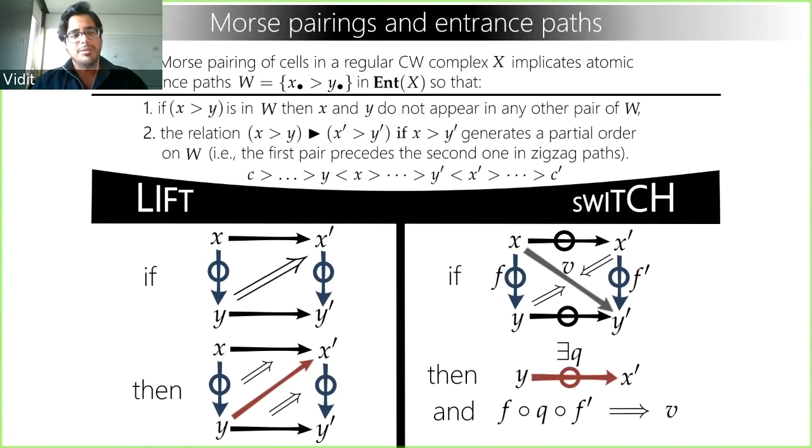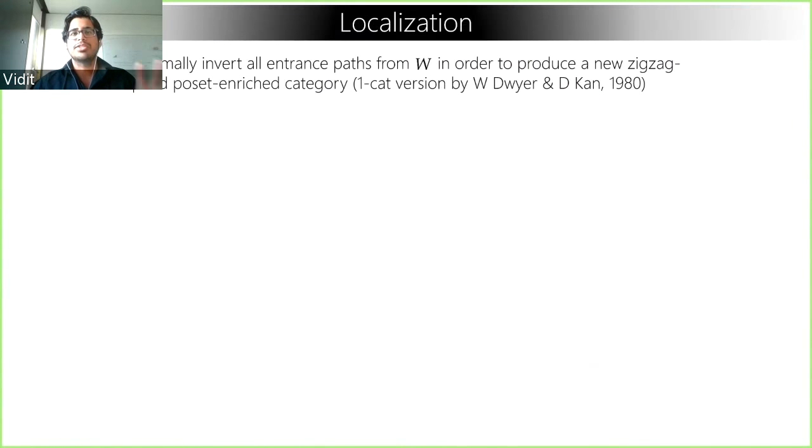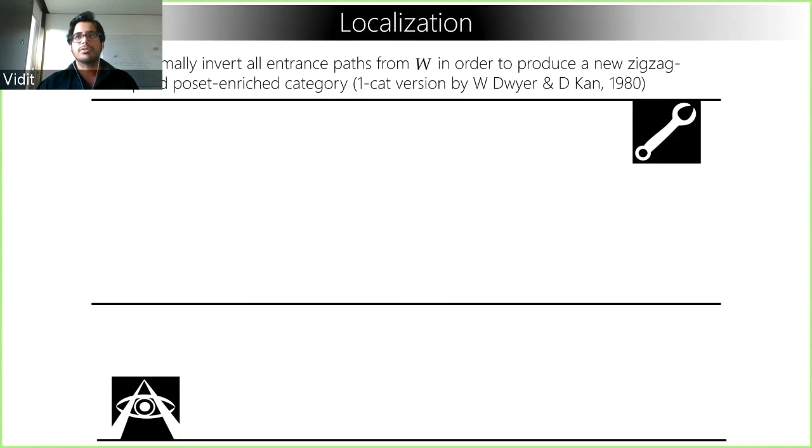Okay, good. So what are we doing with this? We're going to take everything that participated in the pairing of cells, this W, this collection of x bigger than y paths, and turn those around in the entrance path category. What I mean by turn them around is you make them formally invertible. And this is sort of what it looks like. There are two descriptions of it, and I'd like you to see both. There's a very combinatorial hands-on description, and then there's a nice universal description. It's the same object.